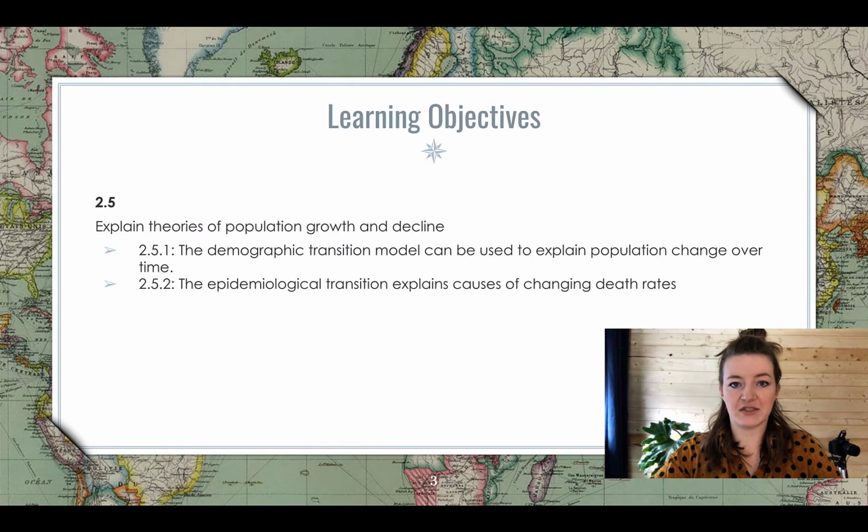So our learning objectives for the day are to explain theories of population decline and growth. So we're looking at the demographic transition model, and we're looking at the epidemiological transition model.